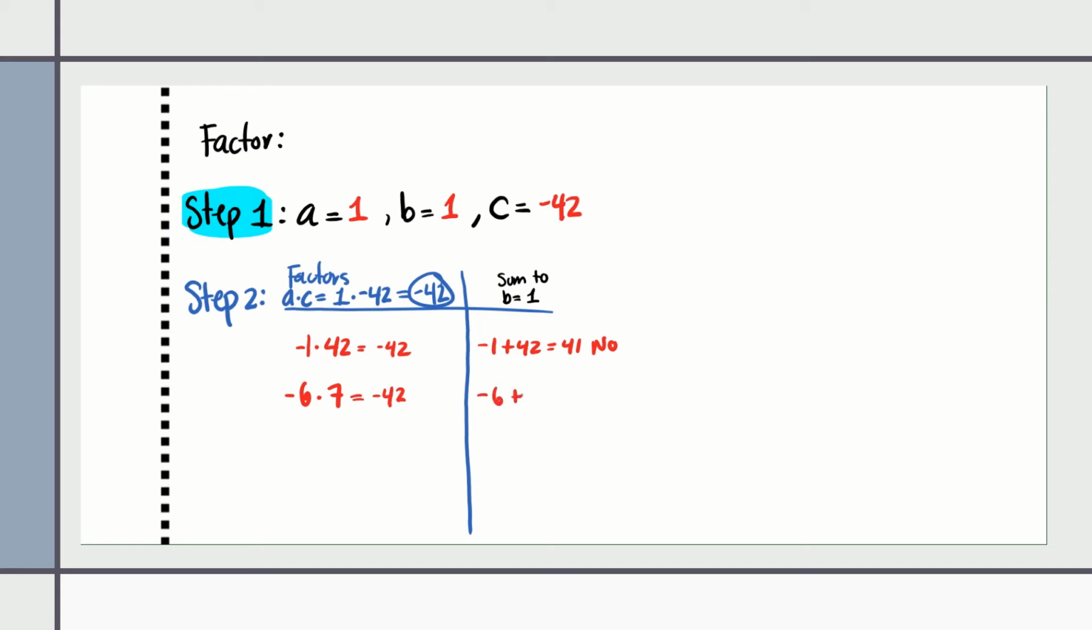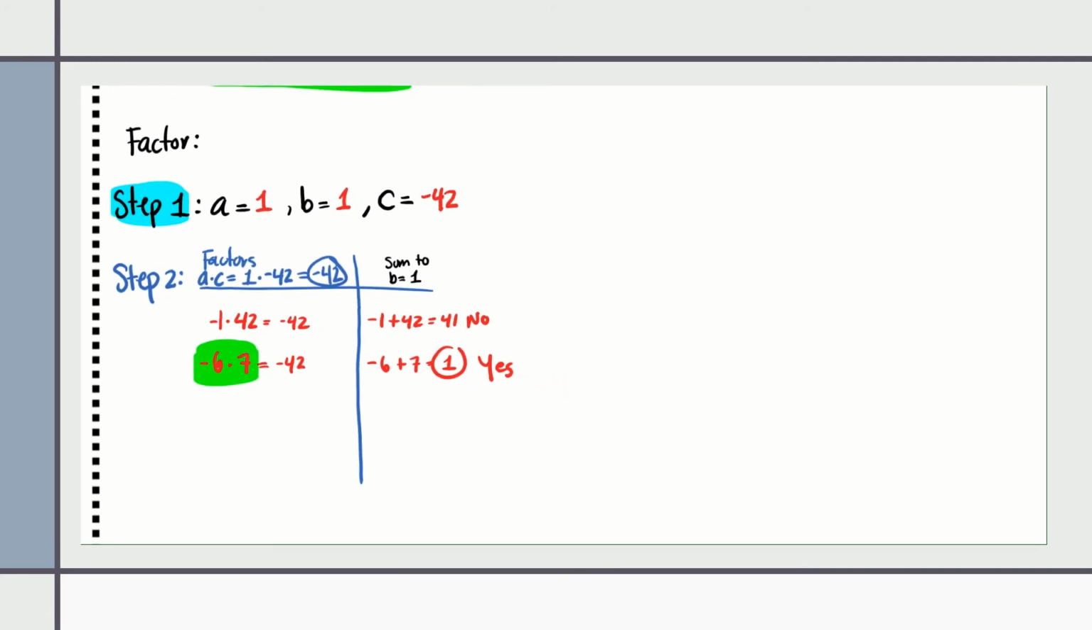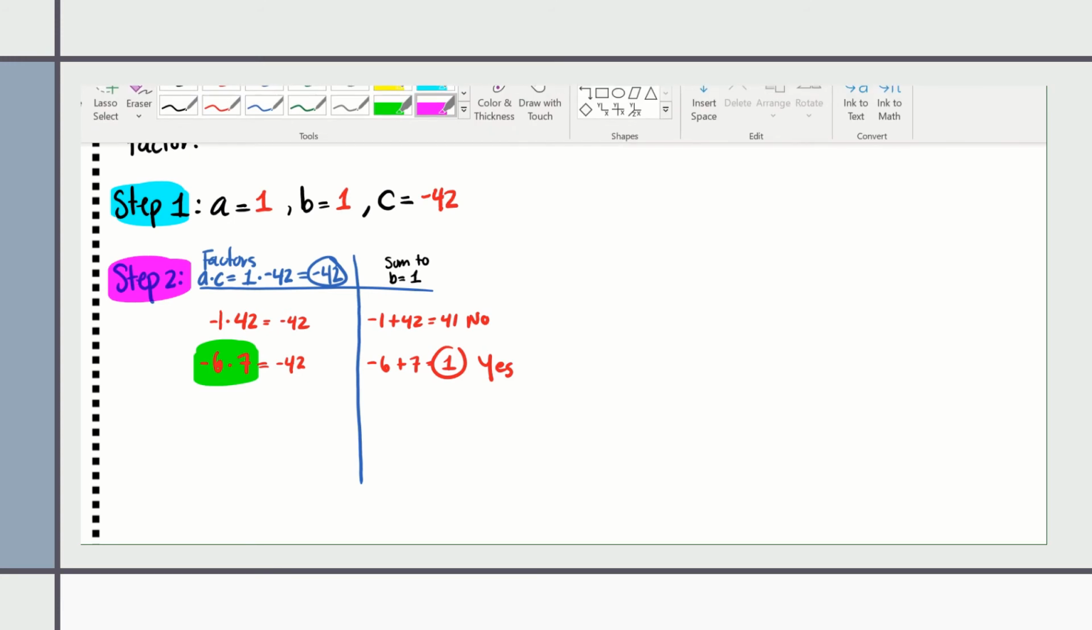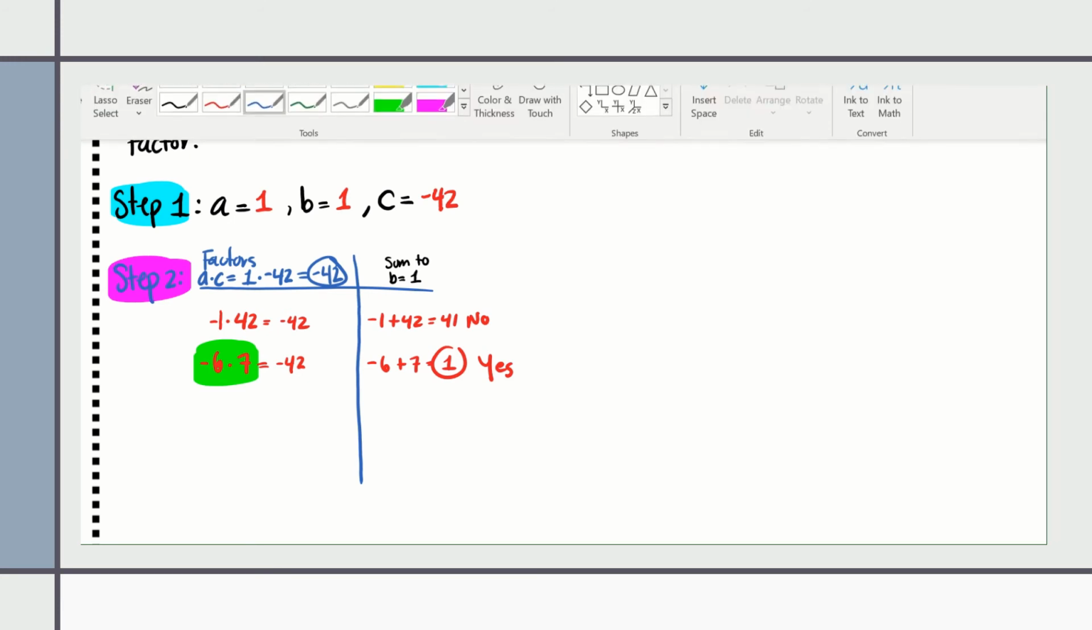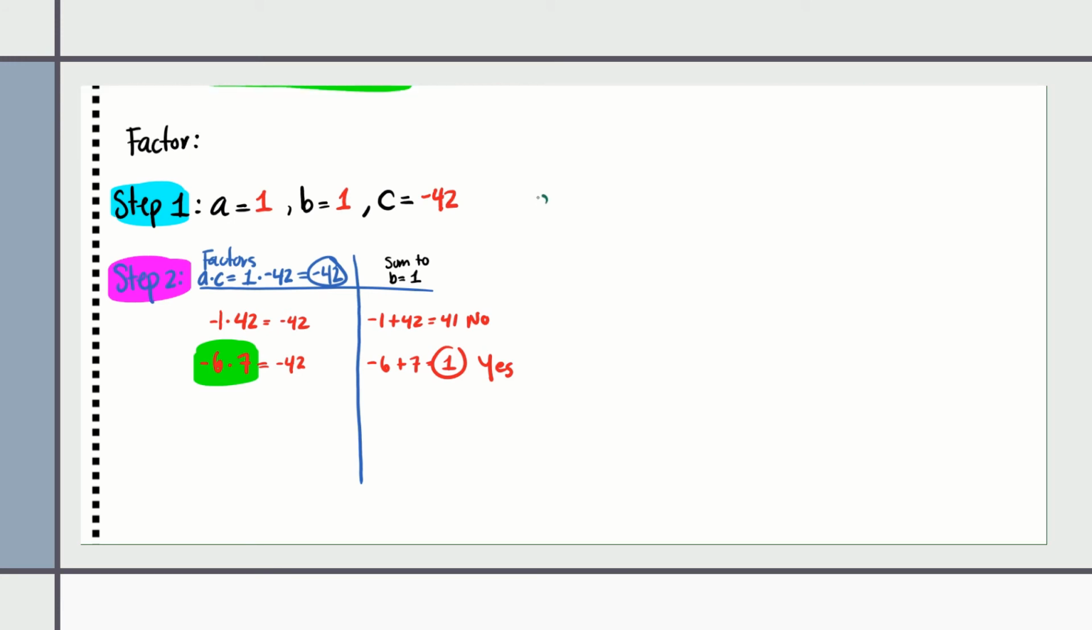Let's try negative 6 and 7. And when I add them, I do get 1. So that means that those are the factors that I'm going to use in the later step: negative 6 and positive 7. We are using the method of the area model to factor here. So I'm going to combine step 3 and step 4 here with my area model.